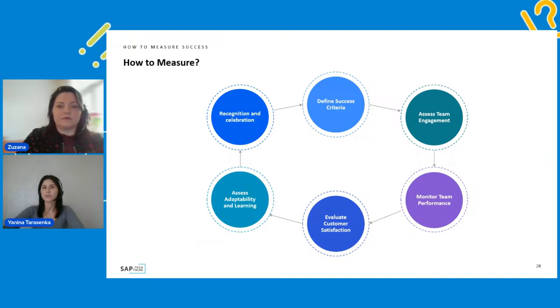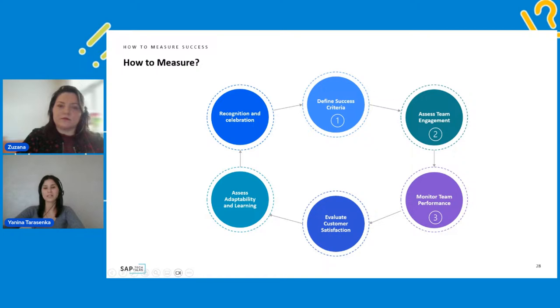Let's try to answer the question how we need to measure, what kind of steps we need to do. So the first step is define success criteria. You need to clearly state what your goals and objectives are. You should include, of course, something like fostering collaboration, empowering team members, promoting continuous improvement, and delivering the value to the customer. The next step would be assessing team engagement. So you need to use indicators like active participation, enthusiasm, ownership, etc.